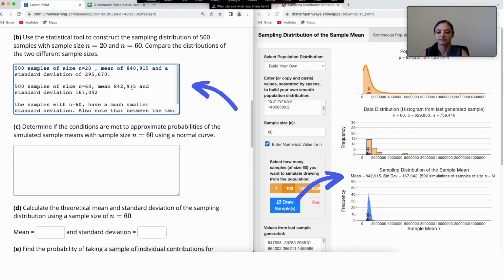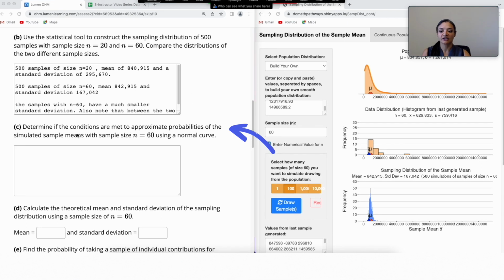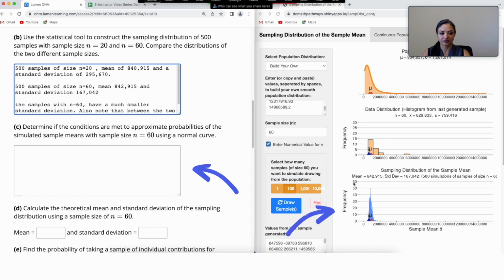For part C, we want to determine if the conditions are met to approximate probabilities of the simulated sample means with sample size n equals 60 using a normal curve. So the first thing we need to think about is, what is the data like? In this case, we're definitely skewed to the right.